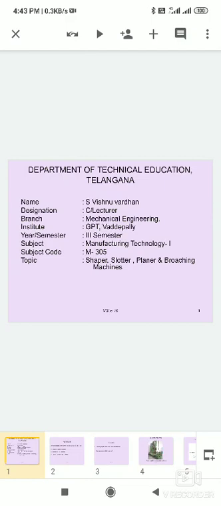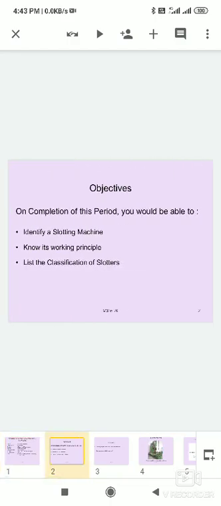Today, my topic is slotter, planer, broaching machine. Objectives. On completion of this period, you would be able to identify a slotting machine, know its working principle, list the classification of slotter.